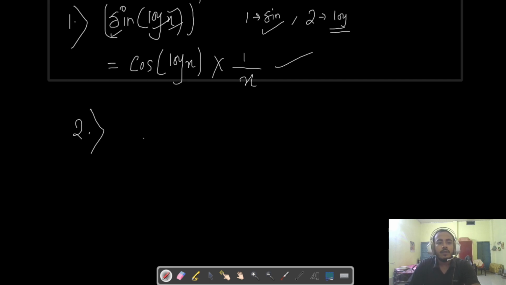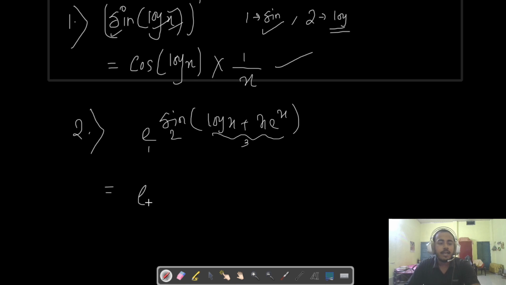Number 2. Let's write e to the power sine of log x plus x e to the power x. Don't worry. First function e, second function sine, third function this one. Okay, let's do it. First function e, the derivative of e to the power x is e to the power x, but here our x is simply sine of log x plus x e to the power x, multiplied by, you can see I'm doing it as I go on and I'm completely randomly making these functions up.